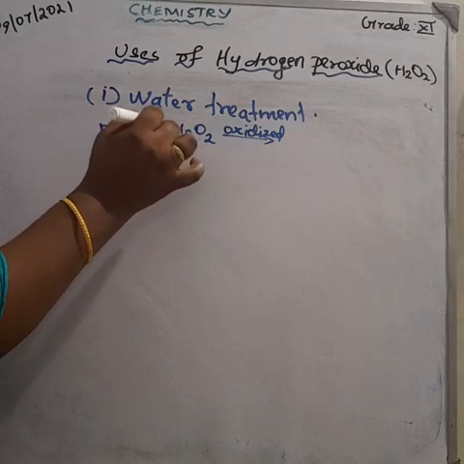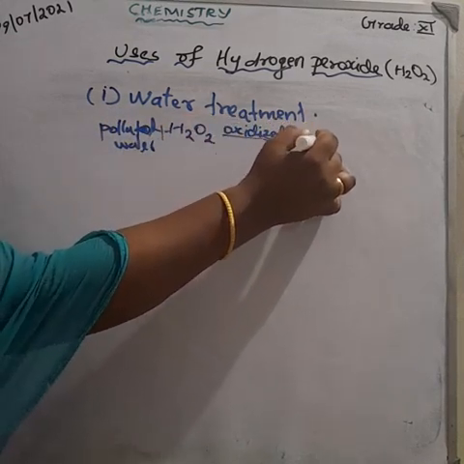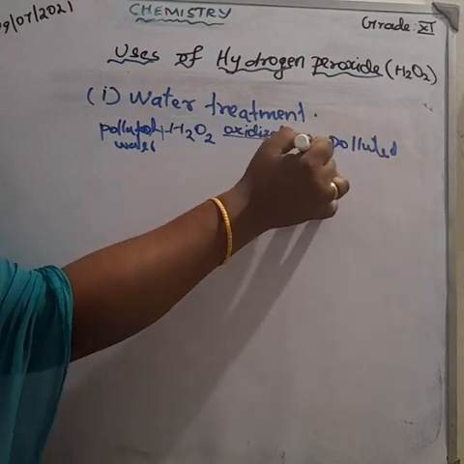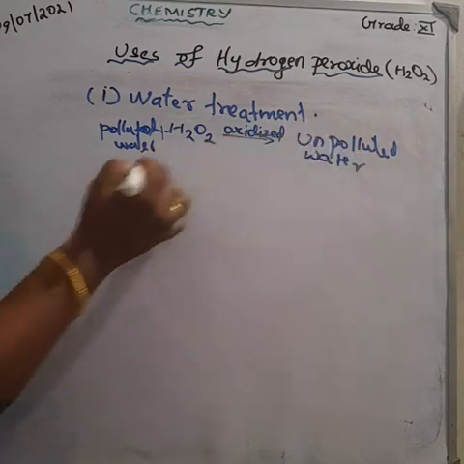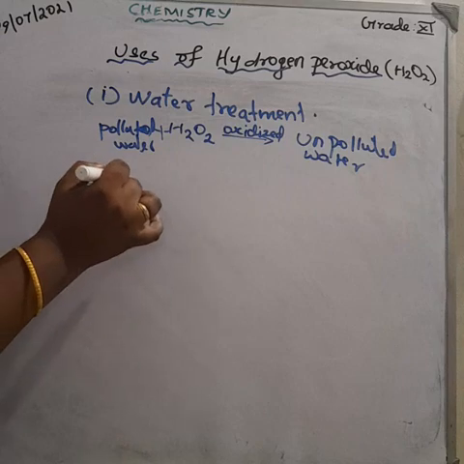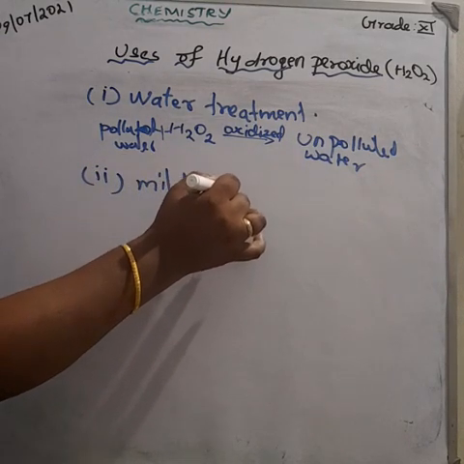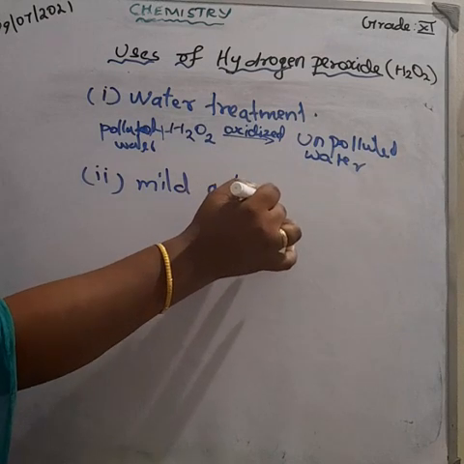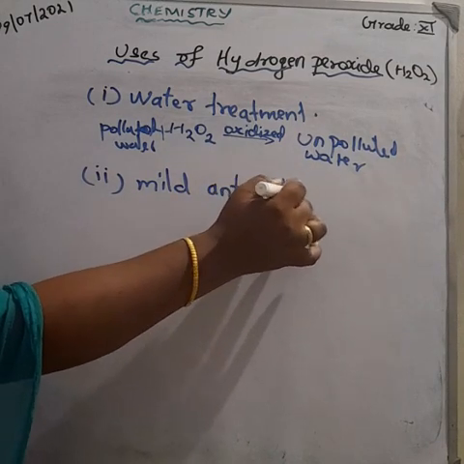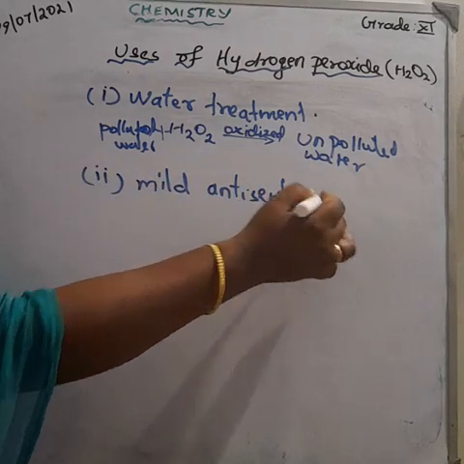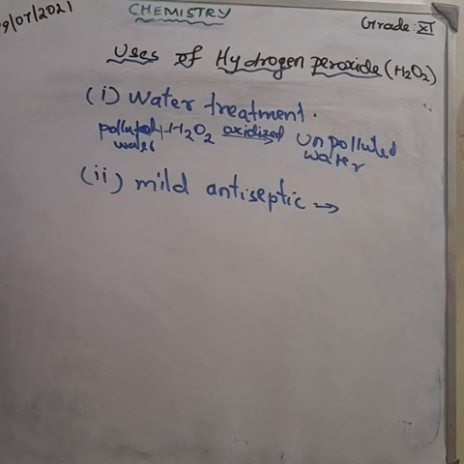Second use: hydrogen peroxide is used as a mild antiseptic. What do you mean by antiseptic? If our body has any wound, we go to the hospital. First of all, they wash it clean. For washing, they use hydrogen peroxide to clean our wound, because it is an antiseptic. Understand?